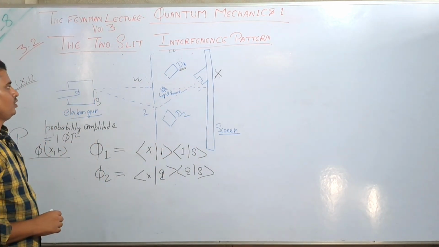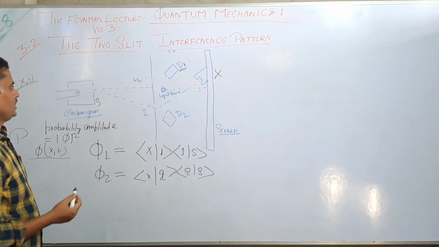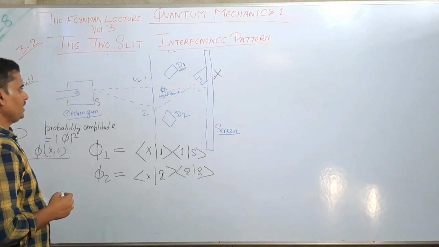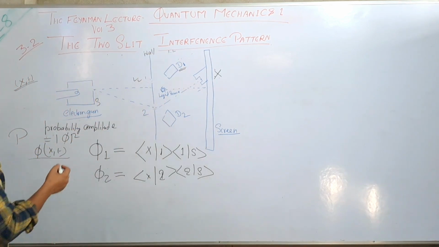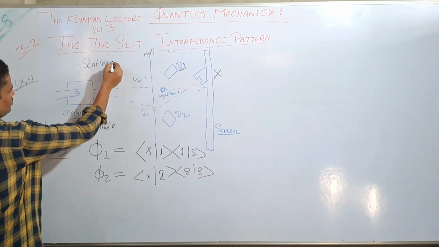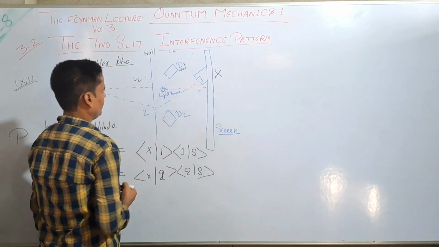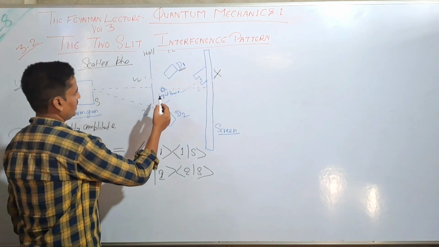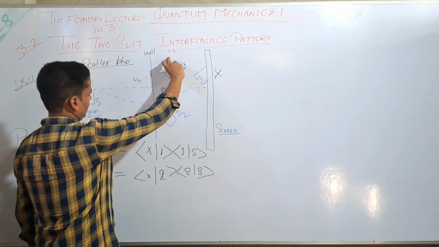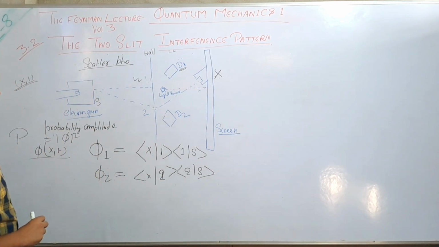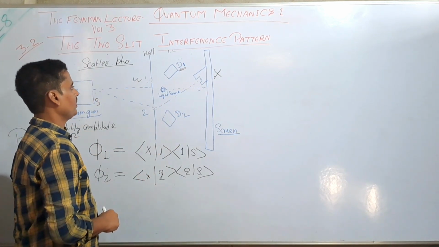Now, suppose we want to know whether the electron is going through hole 1 or hole 2. How can we judge that? We simply put a light source behind the wall. We know that an electron can scatter a photon. And to catch the photon, we have placed detectors D1 and D2. If the electron has scattered a photon at hole 1, then we can detect the photon at detector D1. And if the electron has scattered a photon at hole 2, then we can detect the photon at D2.